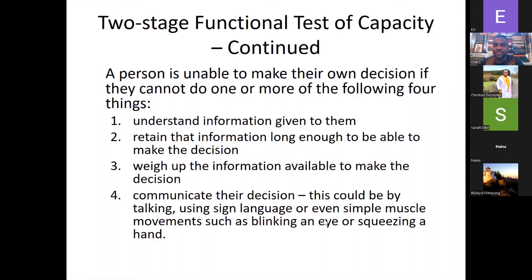I spoke about some of these the other day. I gave examples. Even a simple muscle movement, the person can hold or squeeze the hand or blink the eye. And these are all things that we use in the hospital or health and social care settings where people can consent to something, whether they are saying yes or no.